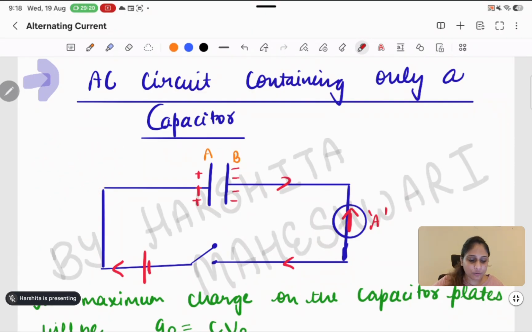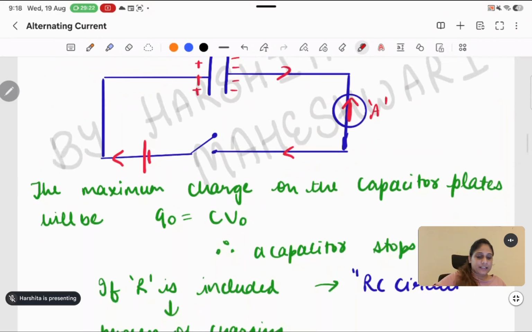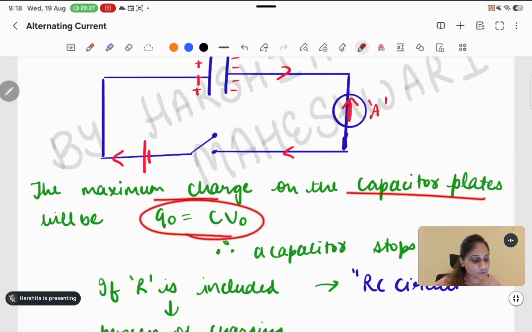Now, let's start with the derivation part. We know the maximum charge on the capacitor plate could be acquired as C into V naught.